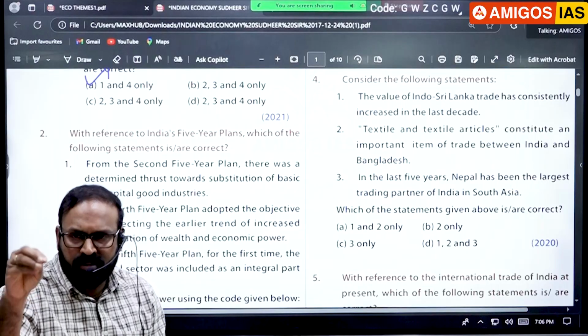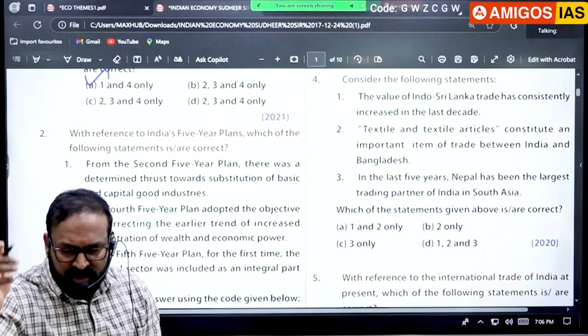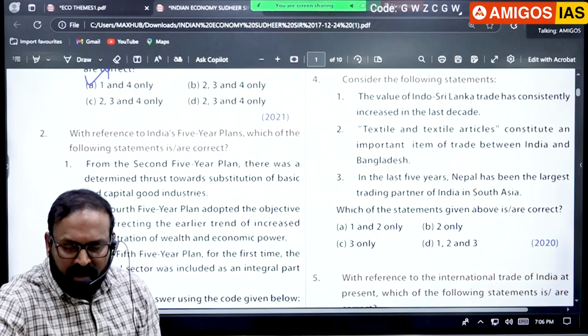All this information was lifted from the academic survey. This question is also based on the academic survey. So statement 2 is right. Now come back to the third statement.